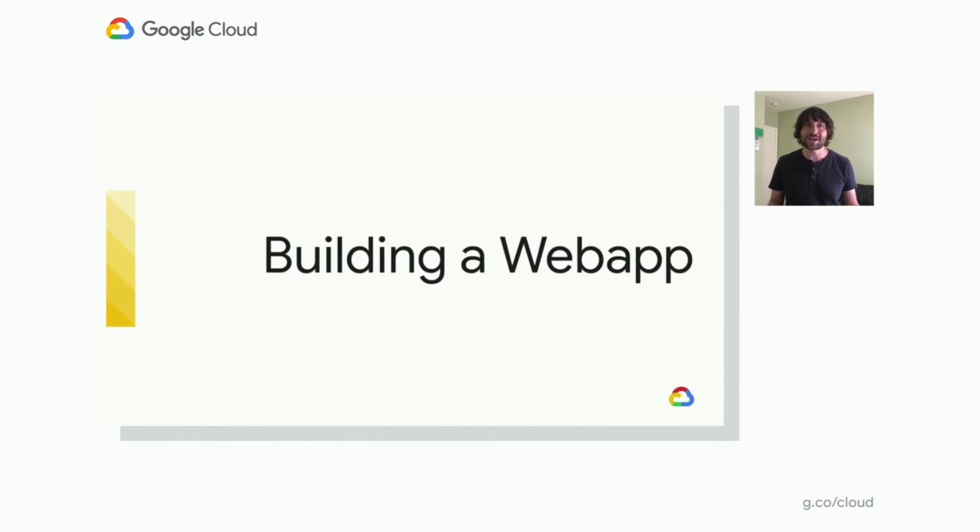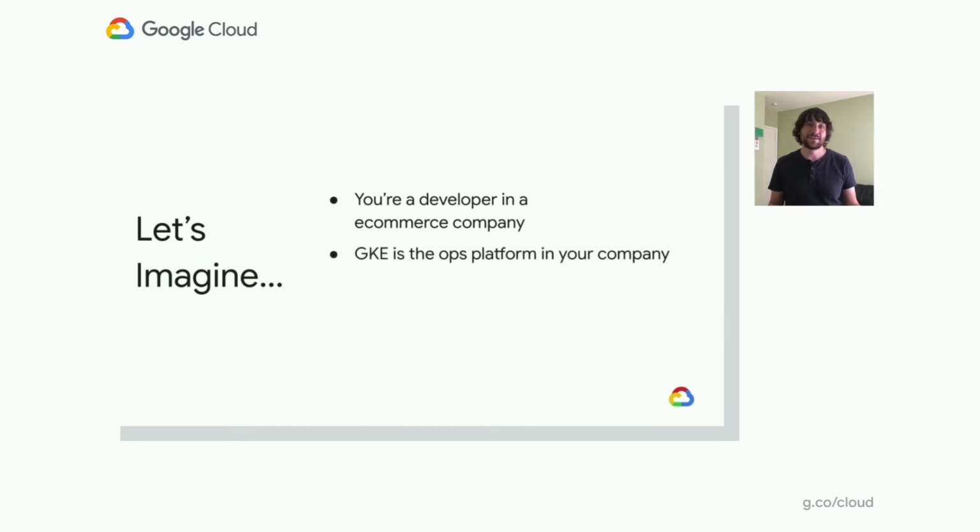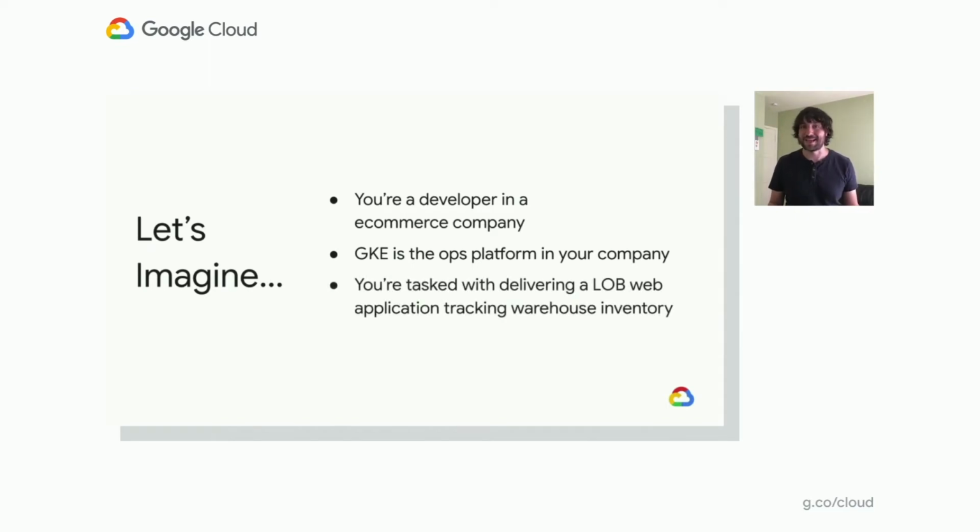So now let's talk about actually building and architecting a web application. So let's imagine for a moment, you're a developer in an e-commerce company. GKE and Kubernetes is the ops platform that your company has chosen and standardized on. And you're given a task with delivering a line of business web application for tracking your warehouse inventory on a pretty tight timeline. So it's Monday morning, you sit down with your cup of coffee, you sharpen your pencil, and you start sketching out the architecture that you're going to use.